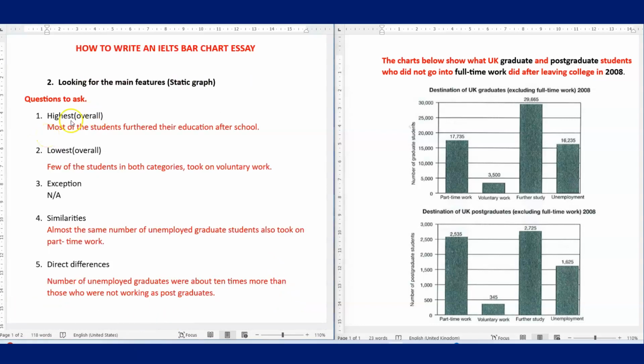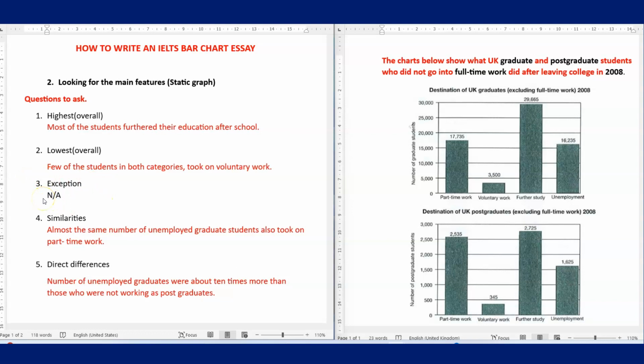All right, let's check the answers. So the first one was the highest. So we stated that the overall highest were those who entered into further education, but we can see that it was the graduates who were actually utmost, right? So here it was written that most of the students furthered their education after school, which is right for both the graduate and postgraduate. They like to further their education. What about the lowest? So we stated that it was those who actually entered into voluntary work. So few of the students in both categories took on voluntary work. All right, so we have that answer there as well.